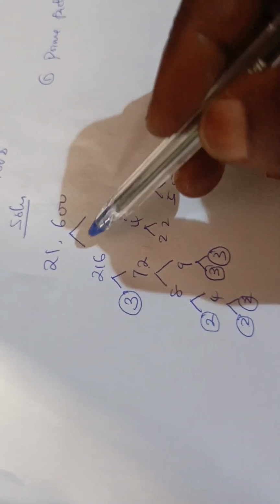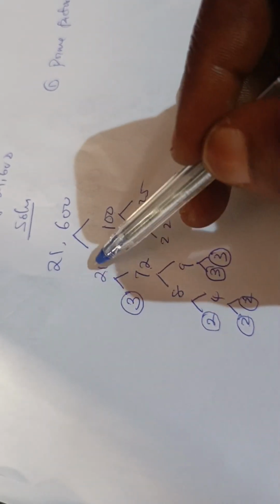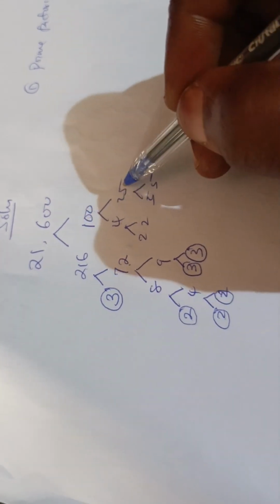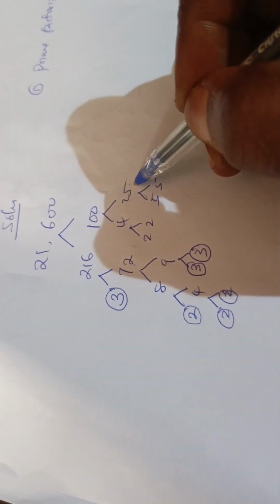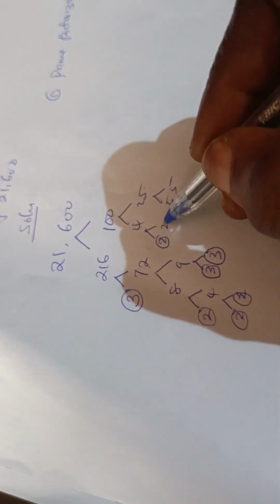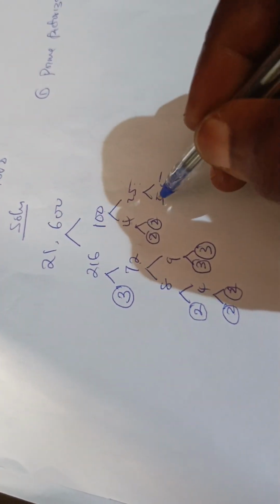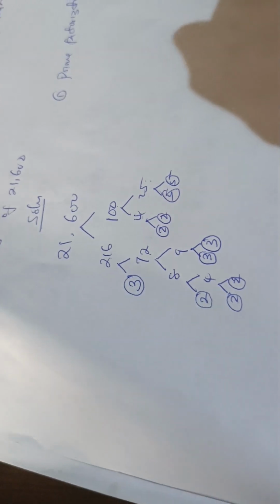Now let's go to the other branch. Remember, it was this one and this. We are done with this. 4 times 25 will give you 100. 4 is not a prime number, 25 is not a prime number. But 2 times 2, they are primes, and 5 times 5, they are primes.